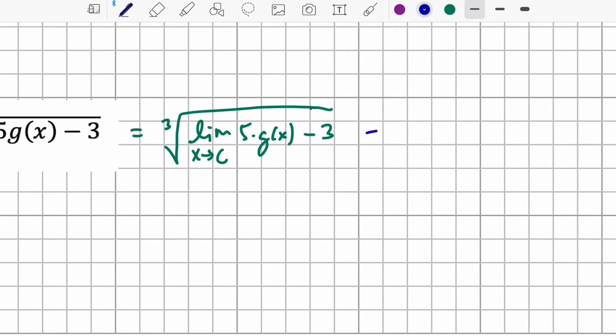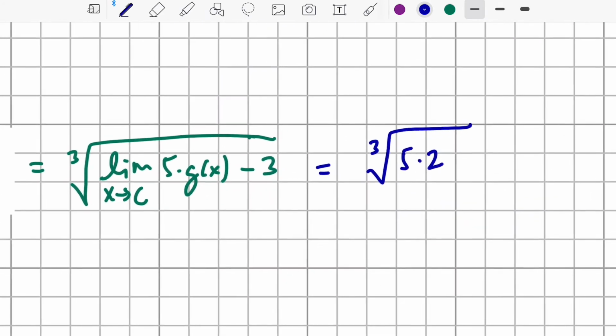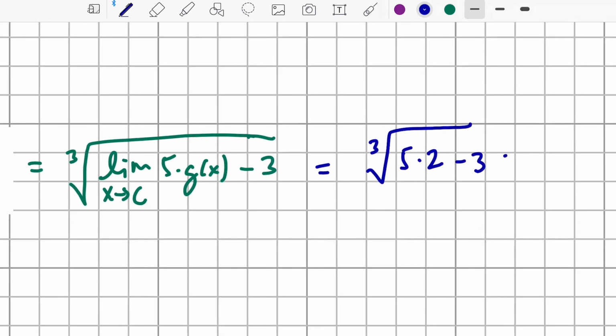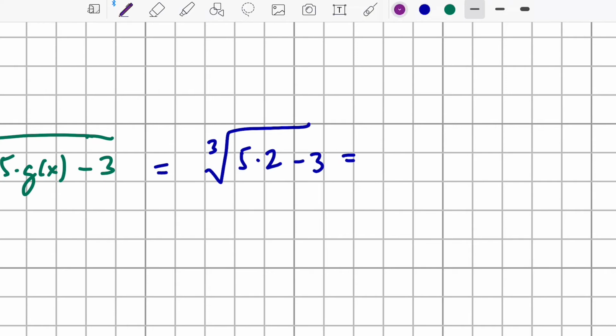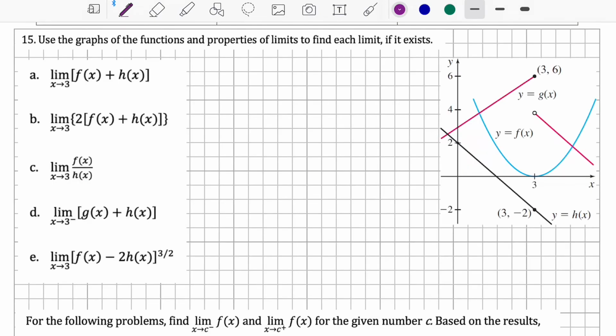So now, let's see, we have the cube root of 5 times, what was g of x? G of x I believe was 2. Let me double check. Yes, 2. And then minus 3. So 5 times 2 is 10. Minus 3 is 7. So we have the cube root of 7. And since we can't simplify that, that's our limit.